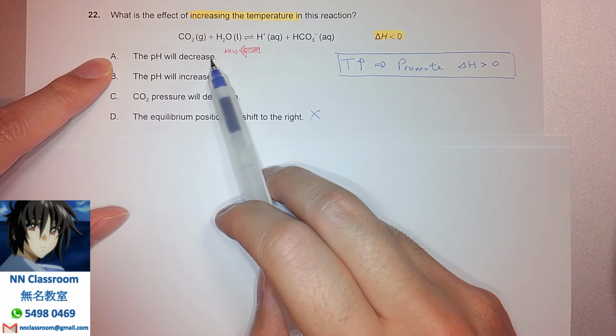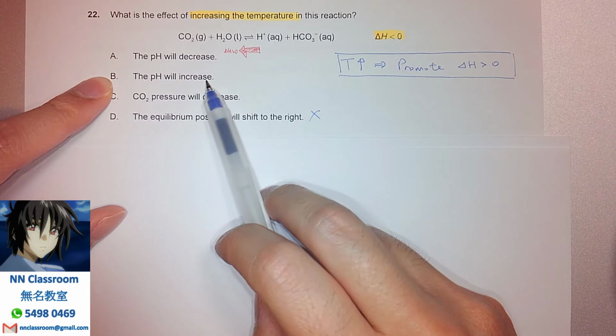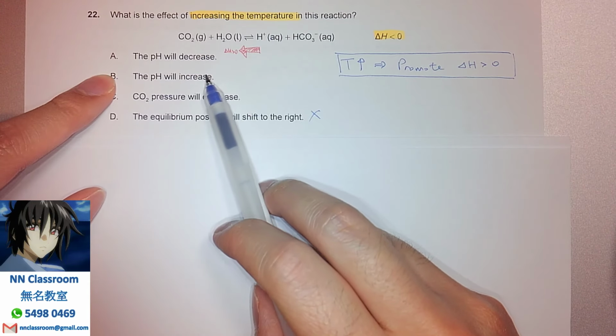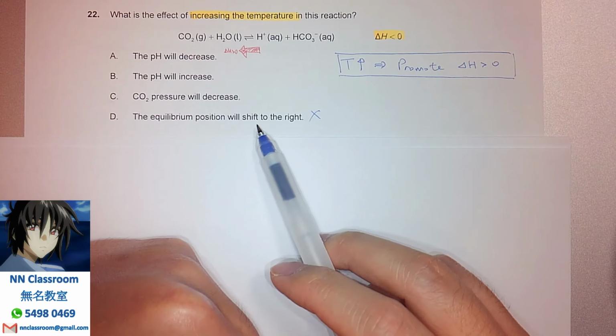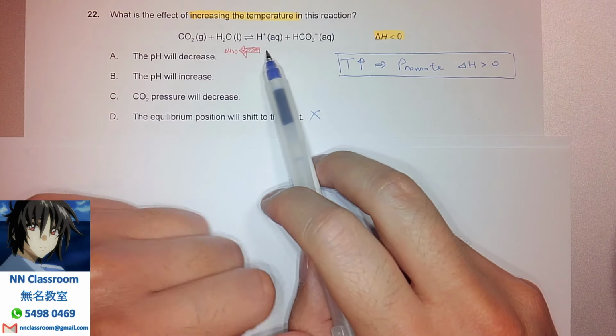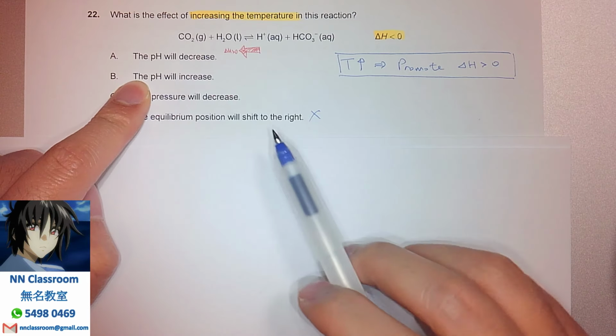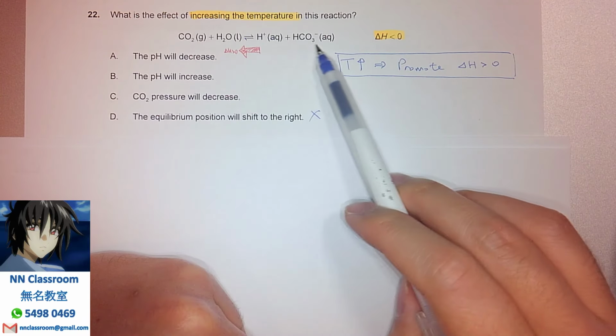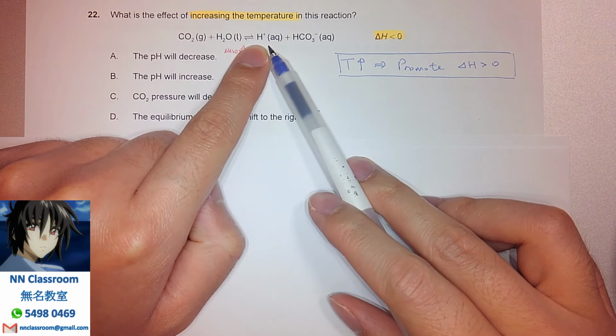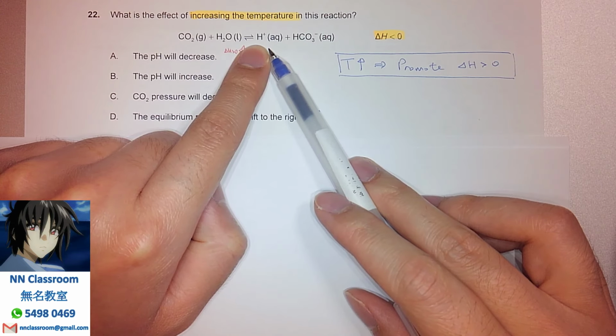A, pH will decrease. B, pH will increase. Obviously, these are opposing statements, so one of them must be wrong and one of them must be true. Let's see further. Where is pH related? Obviously, pH is related to the concentration of proton, H+, right? So where is H+? Here, on the right-hand side of this equilibrium, simply the product side.